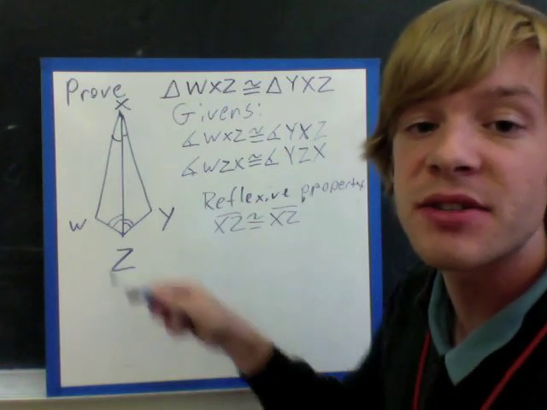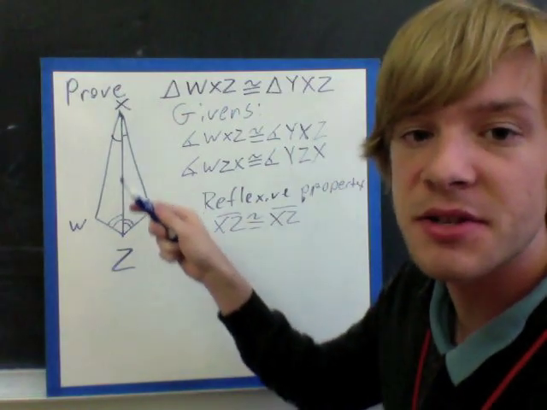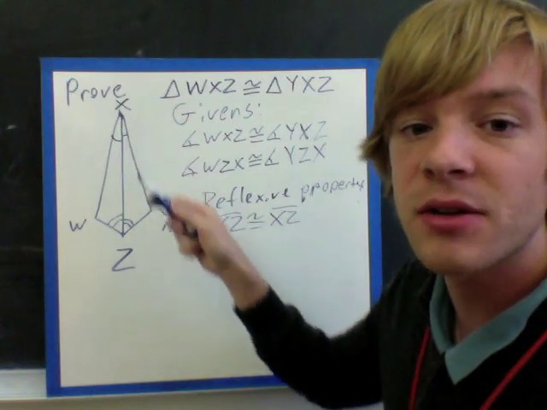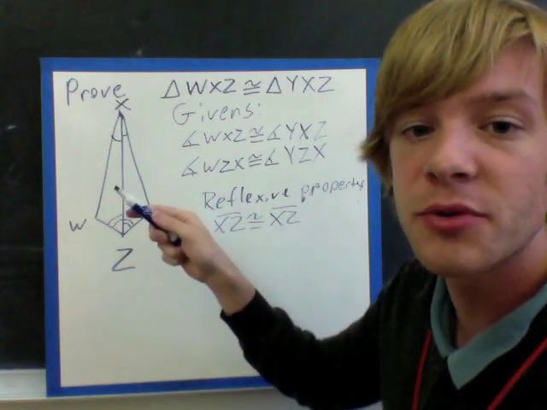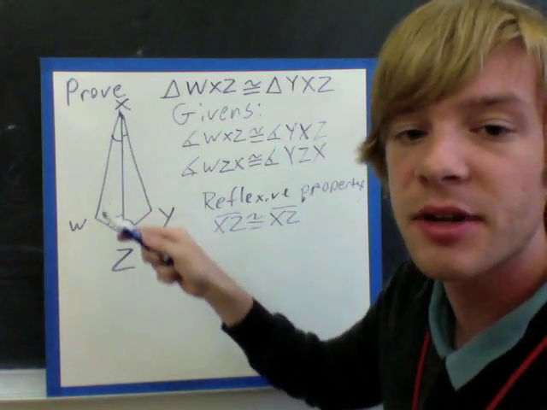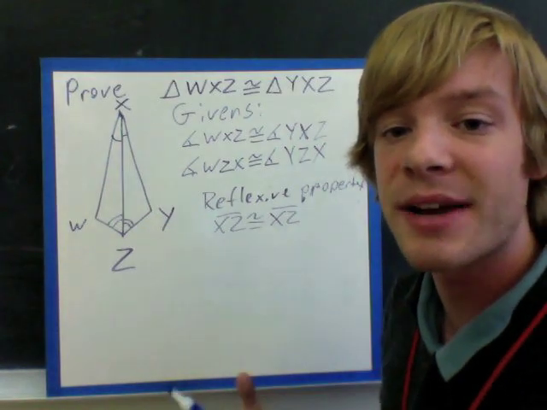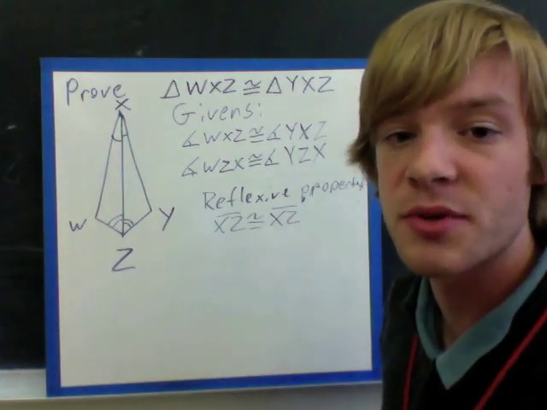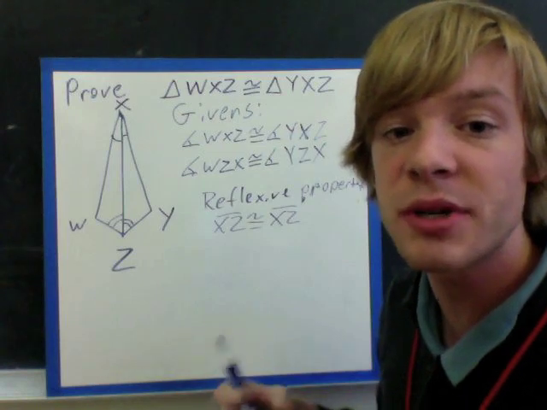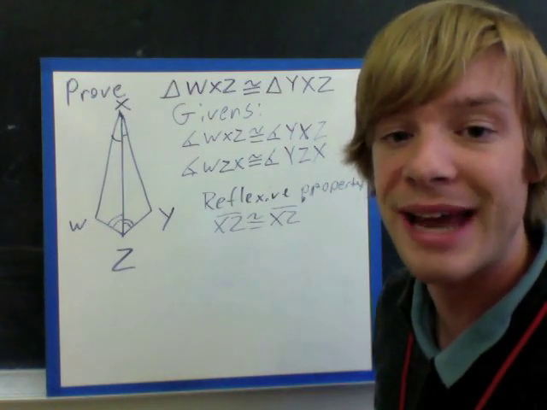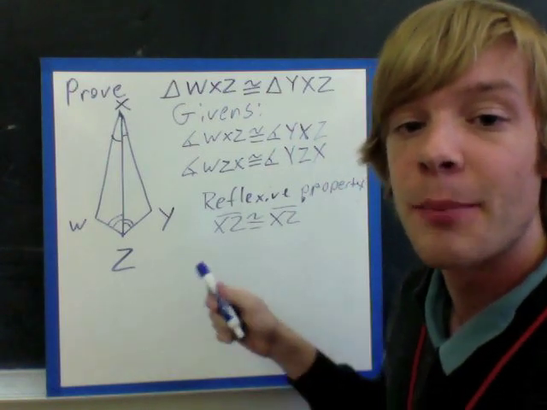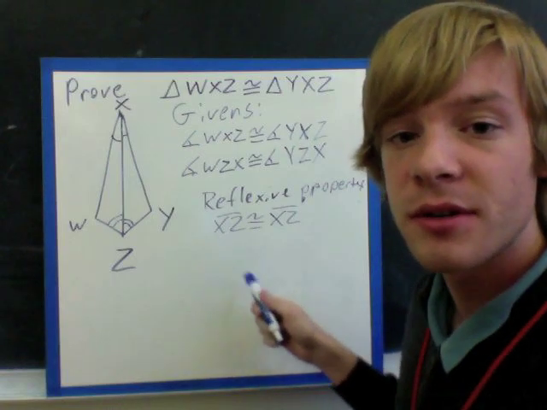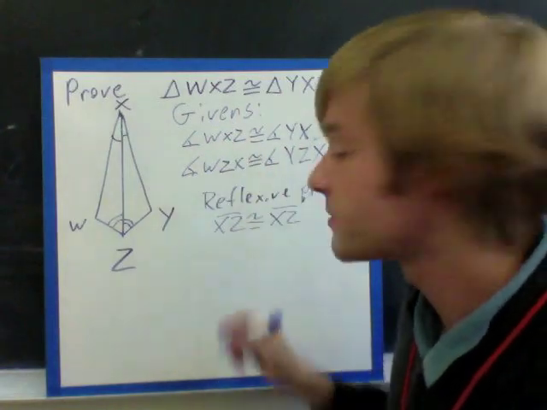And since we have a side here in the center with an angle on either end on both triangles, so we have a side and an angle, we can use our angle side angle rule. So since our side is in between two angles, we can use angle side angle. So let's say by angle side angle, our two triangles are congruent.